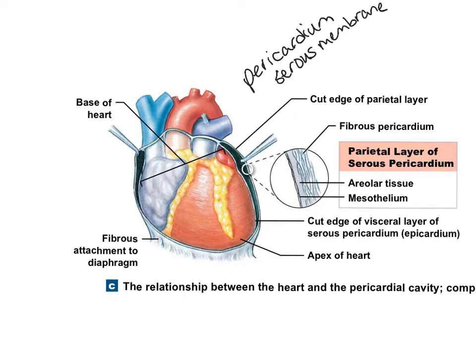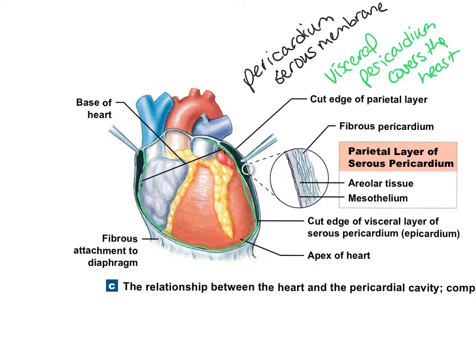There's one layer that is very closely attached to the heart. It's very, very closely attached to the heart. And that layer is called the visceral pericardium. So we could say that the visceral pericardium covers the heart.